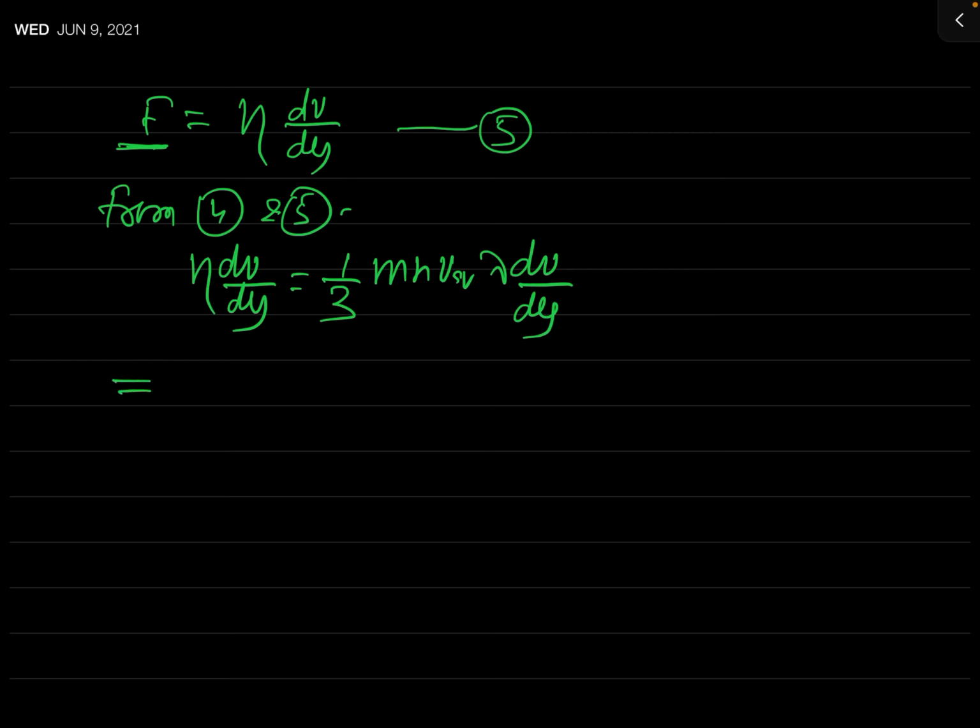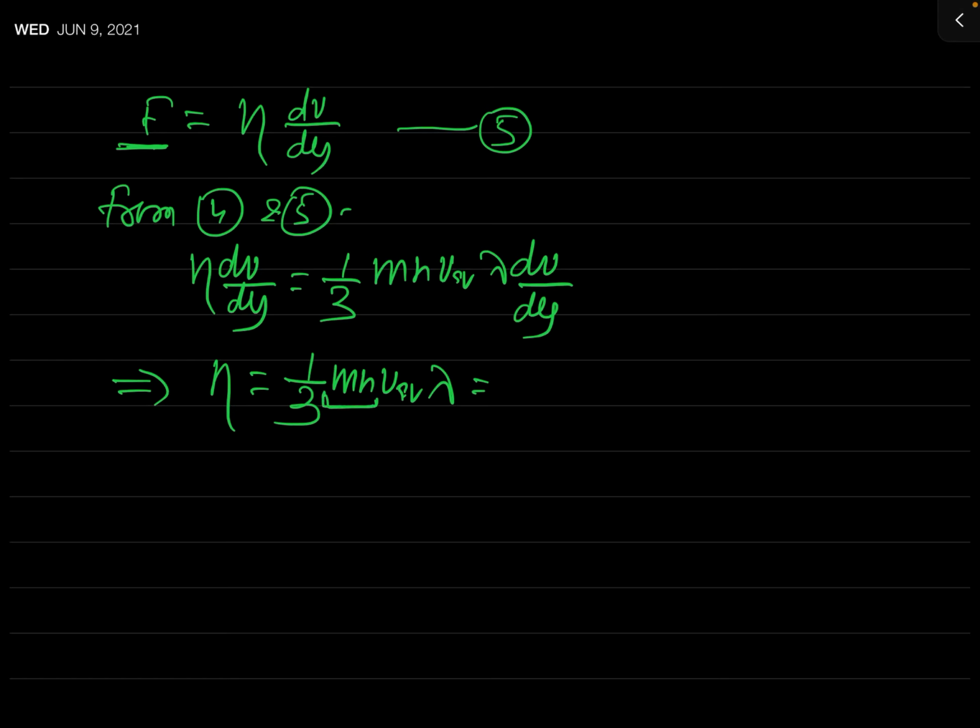And this dV by dy will cancel out, and so eta is what? Eta is 1 over 3 mn V average into lambda. Now see here, what is this m into n? M is the mass of one molecule, and n is the number of molecules in a unit volume. So m into n is simply the mass of unit volume of the gas.